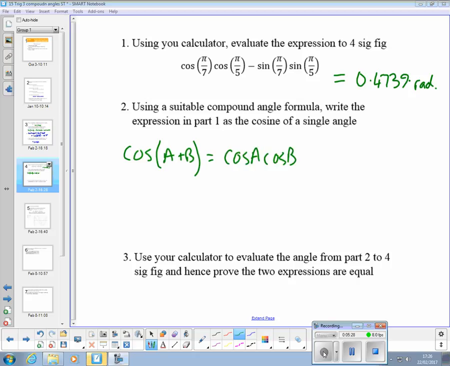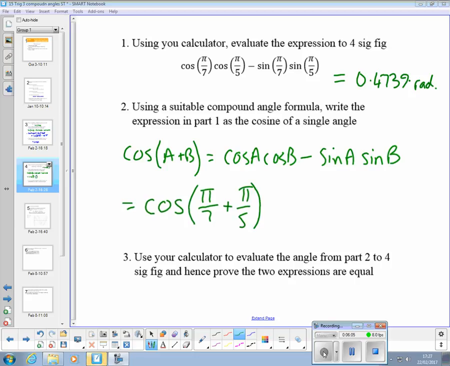times cos B minus sin A... take that top expression as the cosine of pi over 7 plus pi over 5, which is the cosine of 12 pi over 35. So the bottom, did you get the same as what you got?